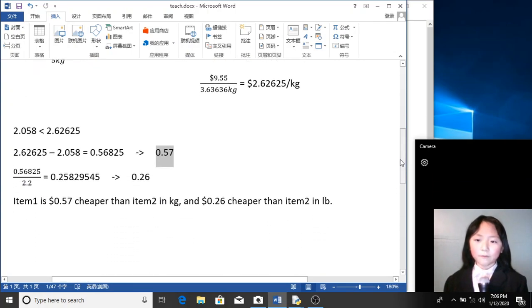But we also want to find out how much cheaper it is in pounds. So, with a more accurate number, we divide that by 2.2 and we get this, which is approximately 26 cents. So, item 1 is 57 cents cheaper than item 2 in kilos and 26 cents cheaper in pounds.